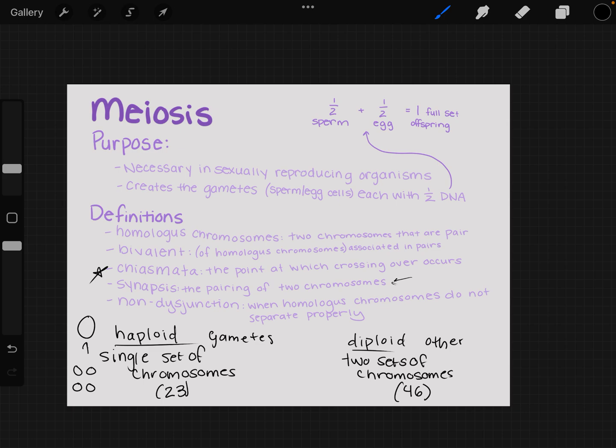And then the final main thing that I have here is non-disjunction. So when homologous chromosomes do not separate properly, and we will talk about that a little bit later.